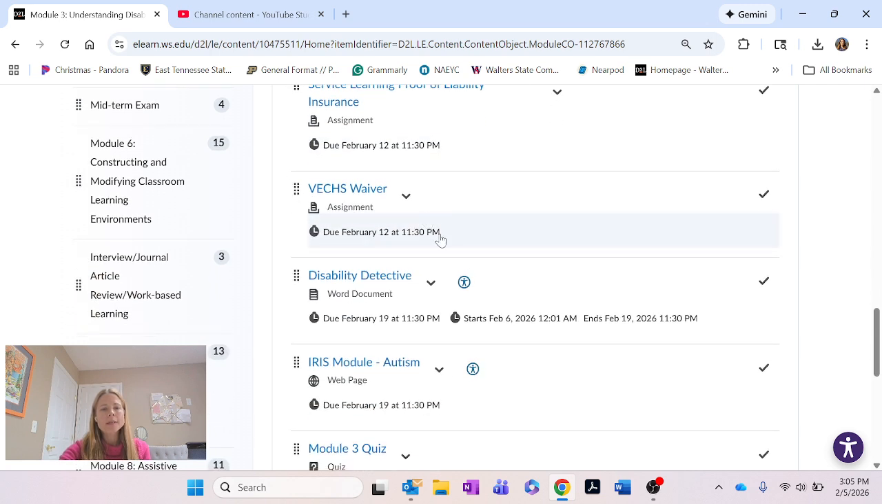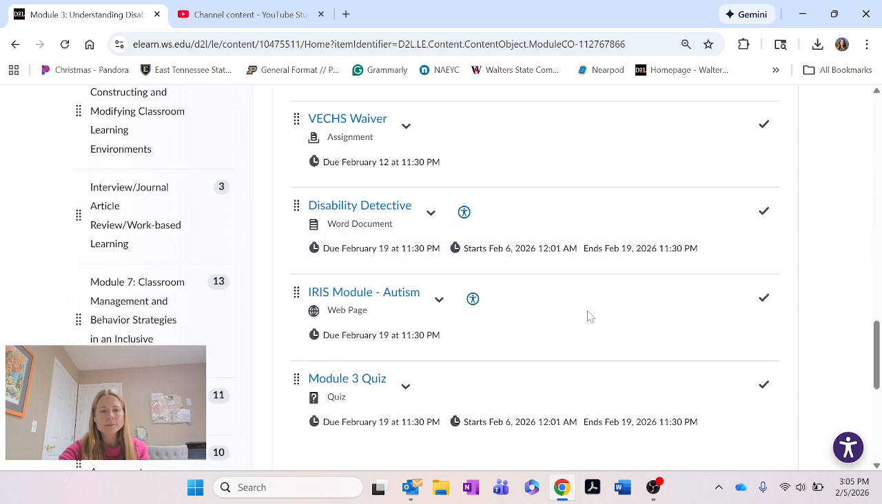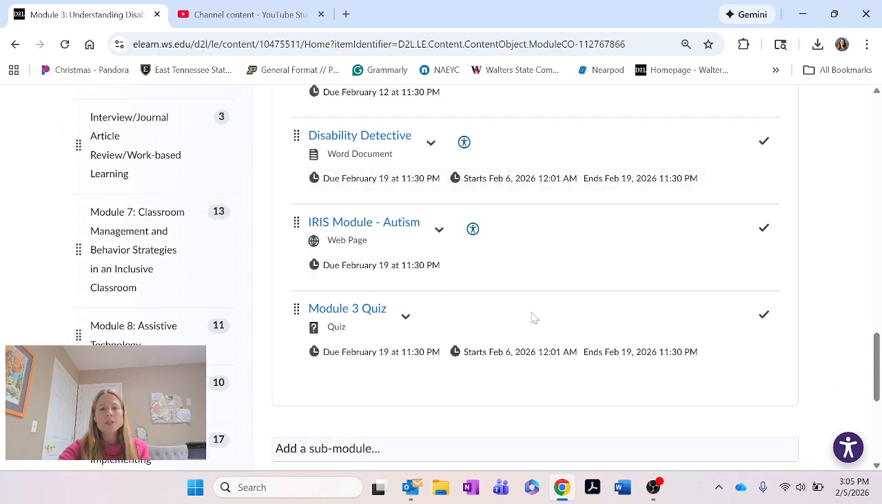Also, you have to complete what we call the VECHS or VEX waiver, and this is tied to the background check. This just allows us to have permission to look at your background check. Again, if you did a background check back in the fall for service learning and you don't know if we have it or not, just check with me and I'll be happy to look at it for you. So those things are due to Teams. Also, you need to be working on your background check. So I know that's not listed here, but please make sure you do that or reach out if you have questions.